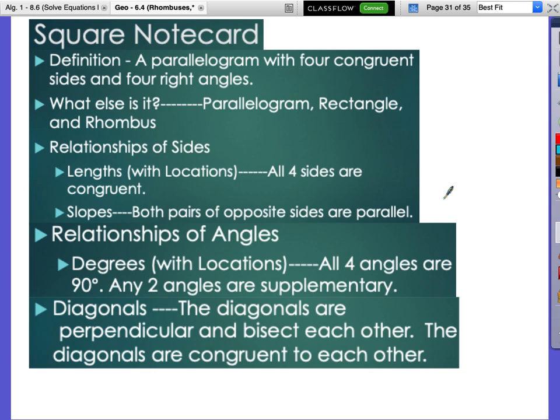What's a perpendicular sign? A little T. Yeah, upside down T. Okay.